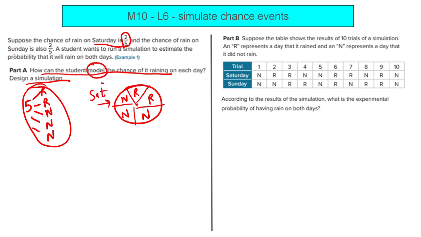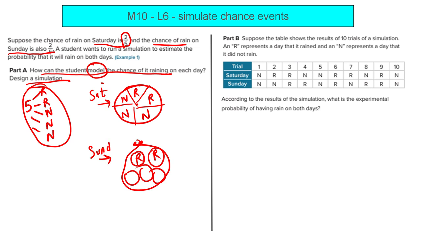Okay. Now he said on Sunday also the chance of rain is 2 over 5. Can I choose a different simulation? I can choose the same simulation also, right? But if you want to choose something different, what can I do? Maybe I can take a bag. In the bag, I will put how many cards? 5 cards. 1, 2, 3, 4, 5. On 2 cards, I will write rain, right? For the Sunday, because Sunday also has 2 over 5. And on the 3 cards, I will write not rain.